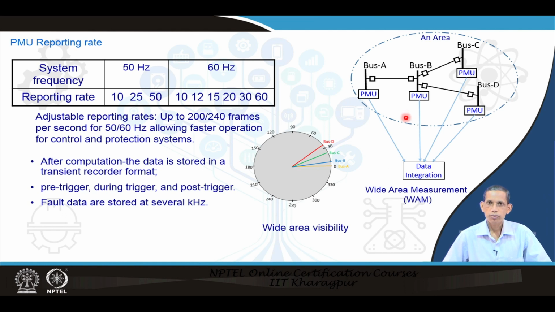Now, once we have this data at one centralized location, we can plot the phasors. This is a polar plot where all the bus angles are plotted, and from this angle we can infer which line or which bus is more loaded. If you have such a plot for the whole system, you can have wide area visibility, where you can infer which area is being stressed or not. Even if an area has one PMU and several such areas exist, this PMU information will reveal whether the area is under stress with respect to the others.